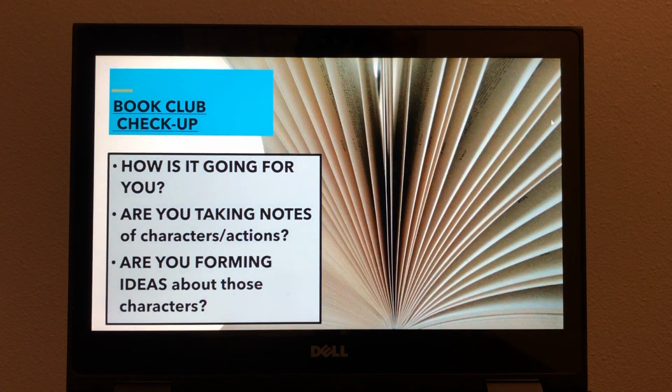I want to take a minute before we go on and just check in with you about book clubs. How is it going? Are you taking notes about your characters and actions? Are you forming those ideas about characters? Keep that great thinking going. I love this book, very geometric here.